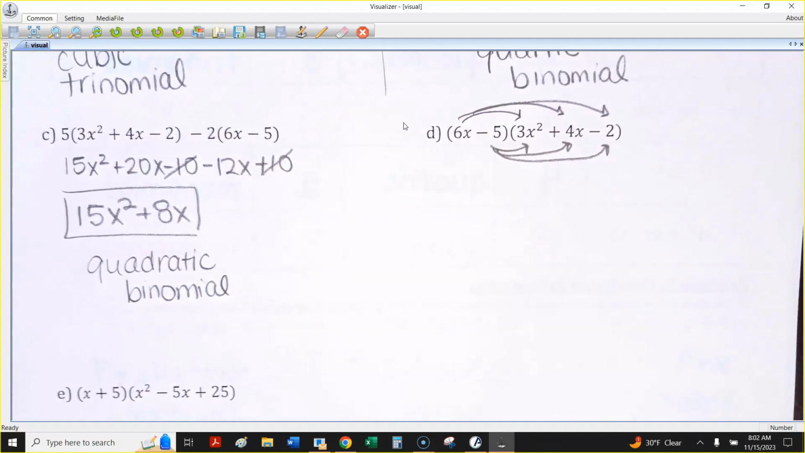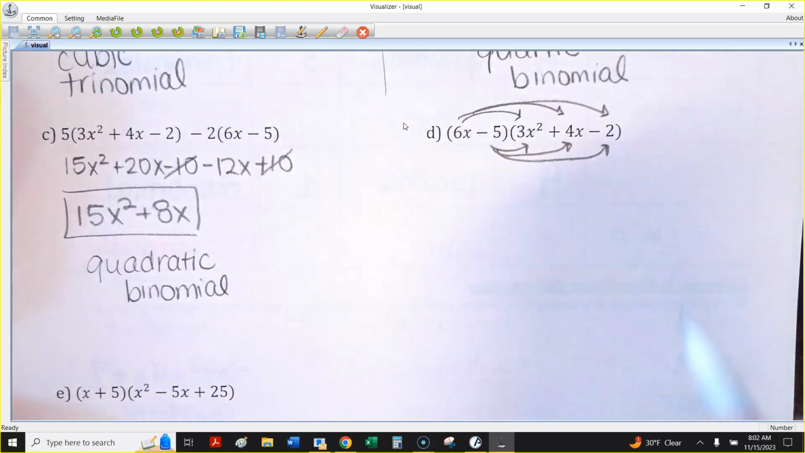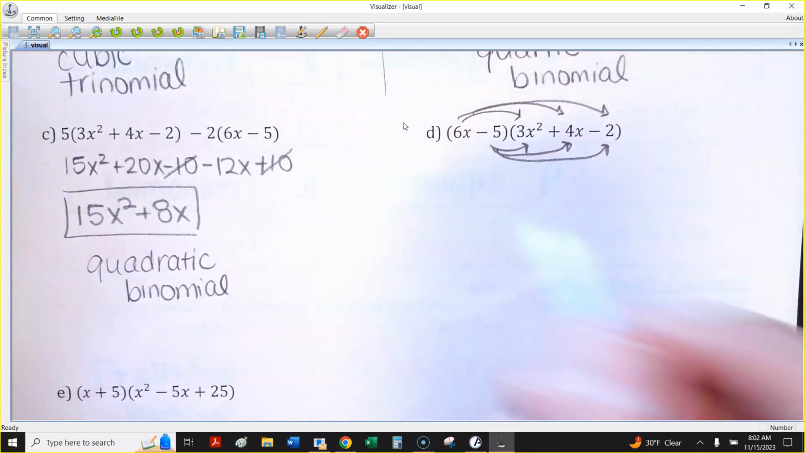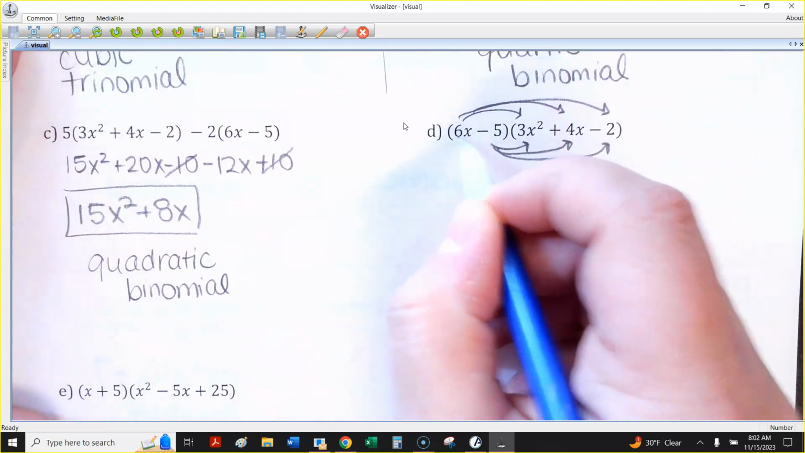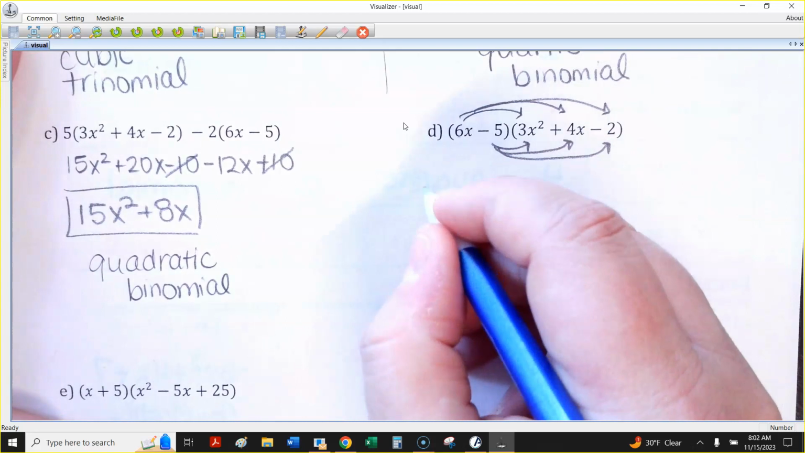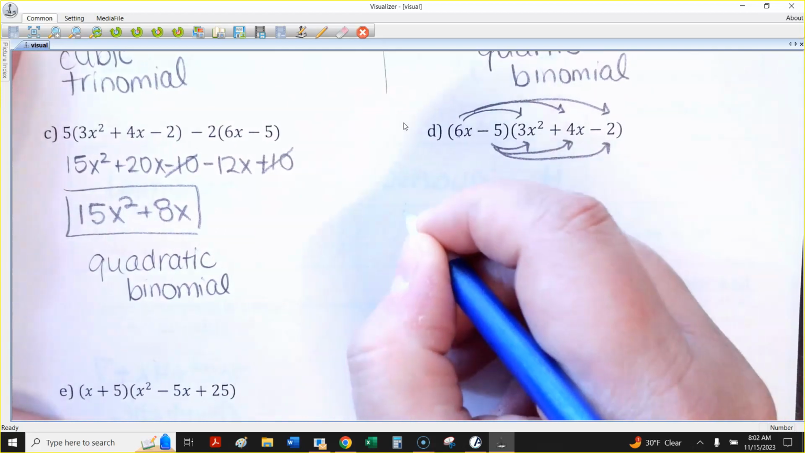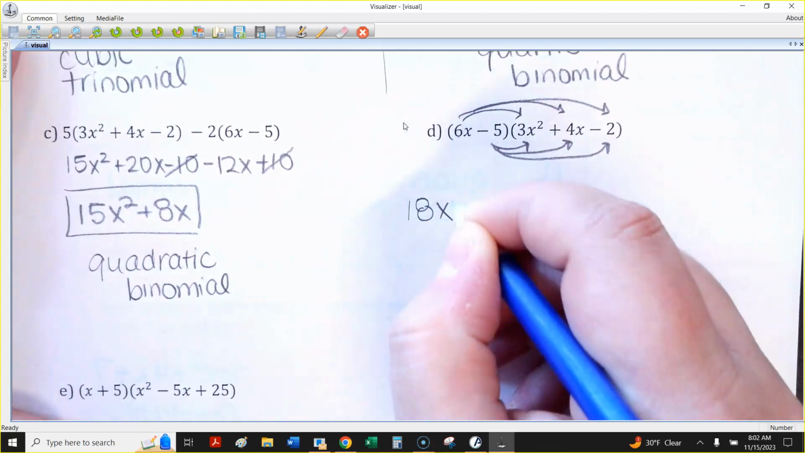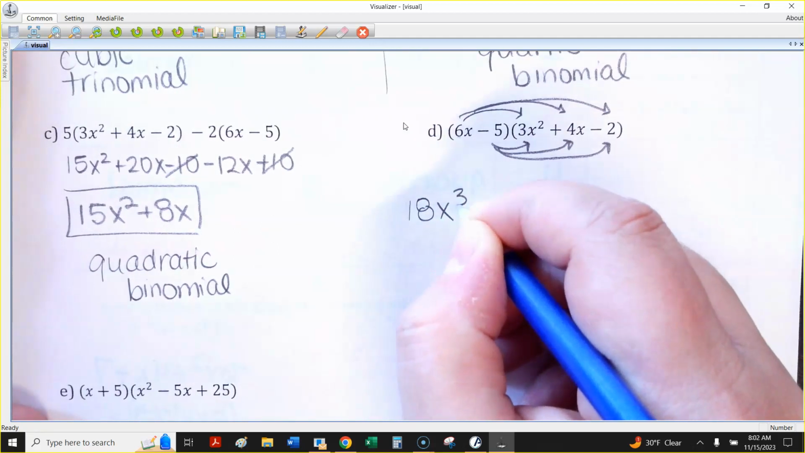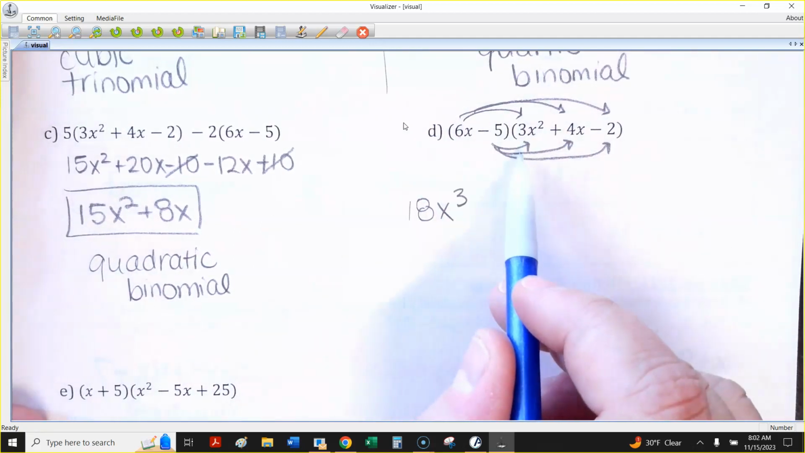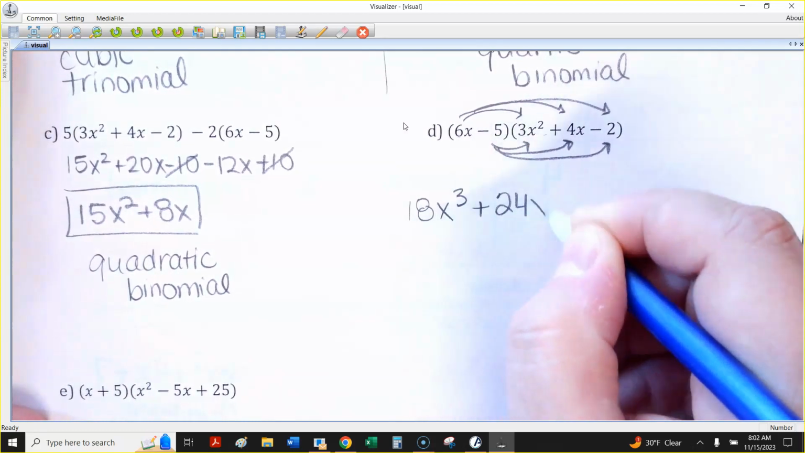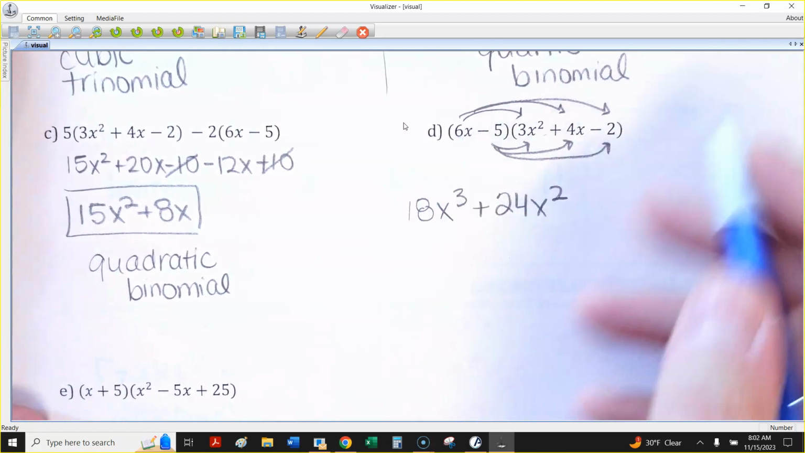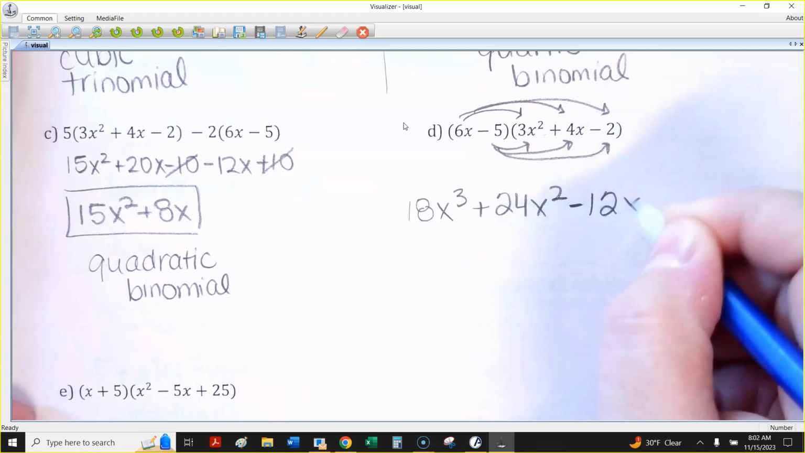If you're a little bit more into FOIL, I just want to show you a little trick that a teacher showed me a long time ago that I think is awesome. But anyway, I multiply that first term, 6x, by all three of these. So multiply your numbers, add the exponents on the variables that are the same. That first term would be 18x to the third. 6x times 4x would give you 24x squared. And then 6x times -2 would be -12x.